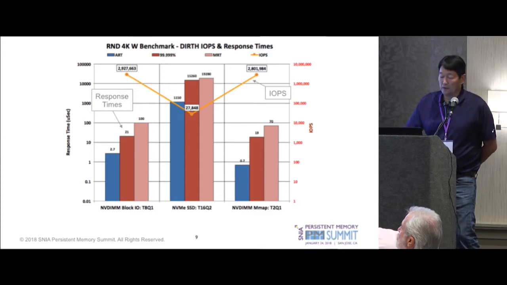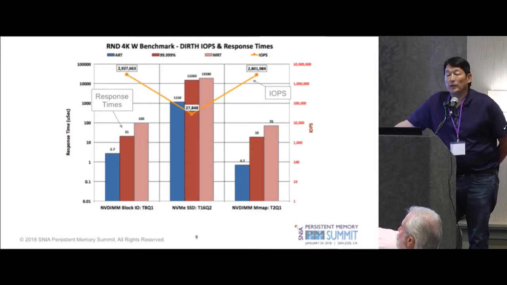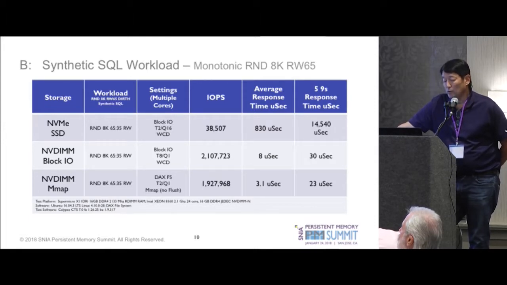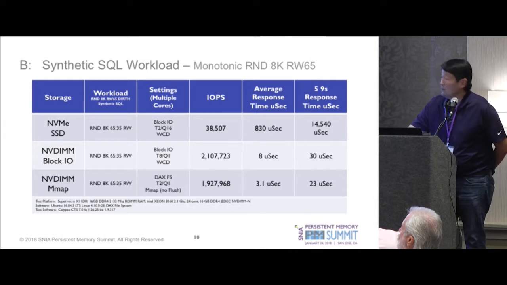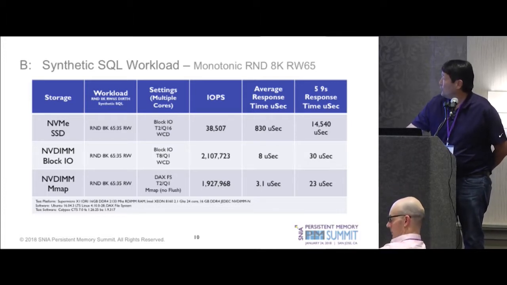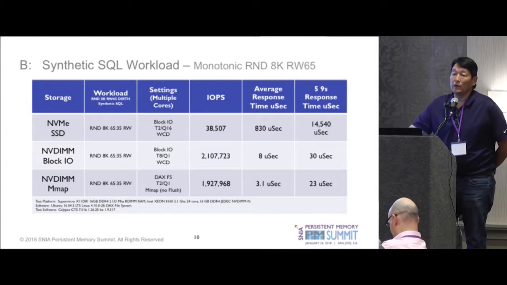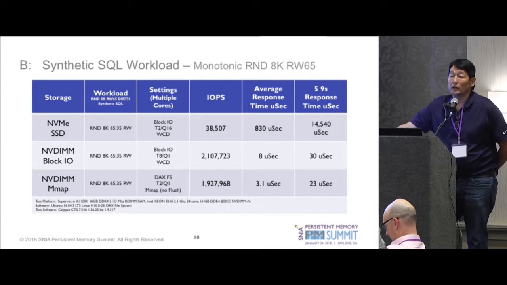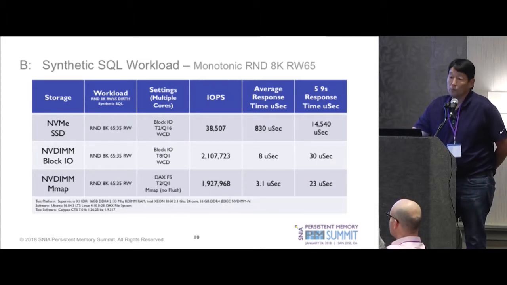Again, you can download this and look at it in detail, but the basic theme here is that you're going to see the NVMe SSD orders of magnitude slower than the NVDIMM devices, as well as much slower for response times. So now we shift to the random 8K, 65/35 read/write mix. Again, they're in the same order. What you'll notice is, again, the NVMe SSD is 38,000 IOPS compared to 2.1 million and 1.9 million for the NVDIMM block I/O and the NVDIMM DAX. Again, you see the same progression of response times. So focusing down here on the NVDIMM, it's 8 microseconds for the block I/O, but it goes down to 3.1 microseconds for the DAX memmap. And similar for the 5 nines.